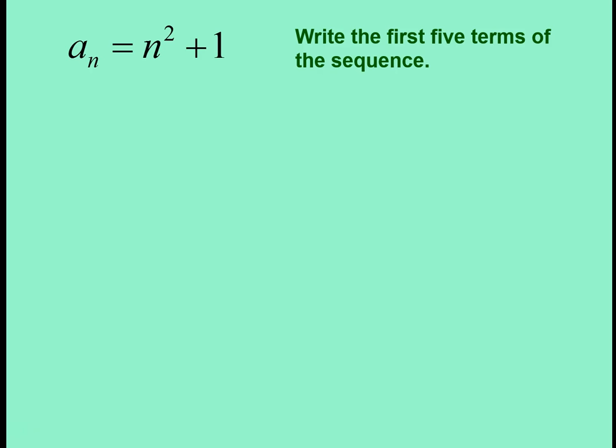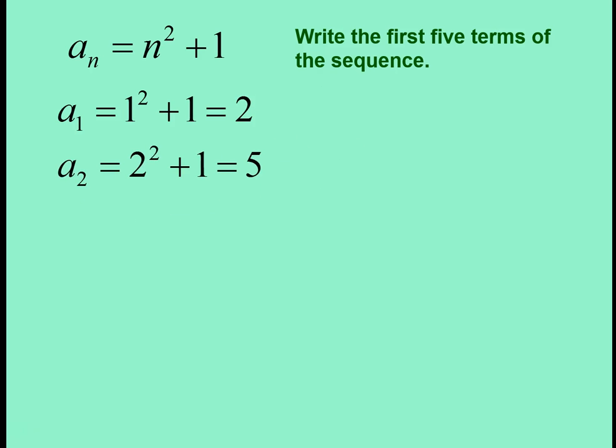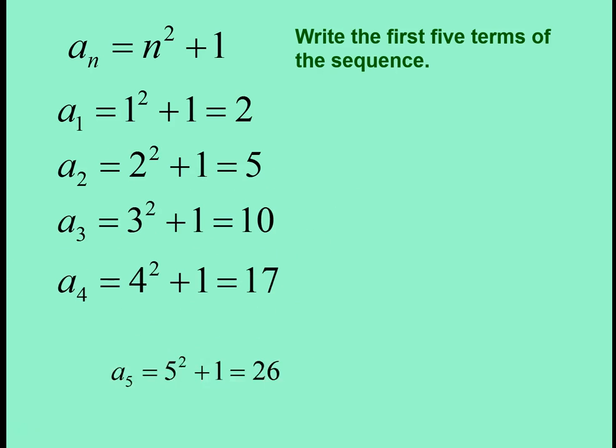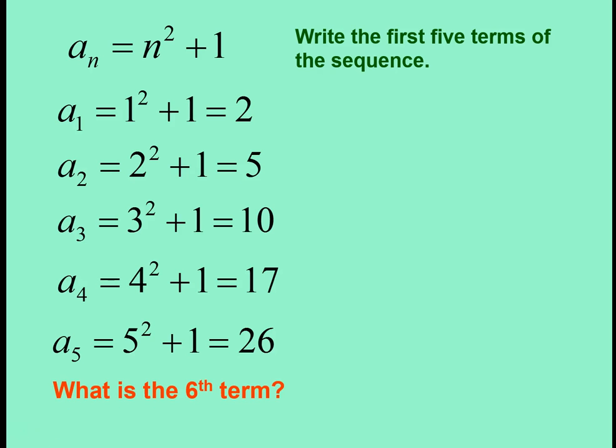So let's use sequence notation to write the first 5 terms of this sequence. Notice what we're going to do is substitute 1 for n. A sub 1 equals 1 squared plus 1 equals 2. So the first term in the sequence is 2. Then we're going to do the same thing with 2, with 3, with 4, and with 5. So what do you think the sixth term is? 6 squared plus 1.